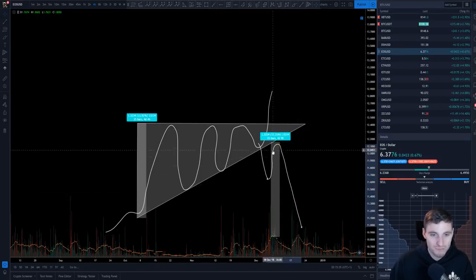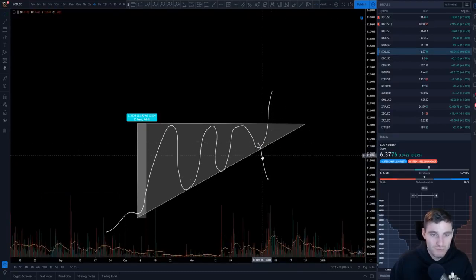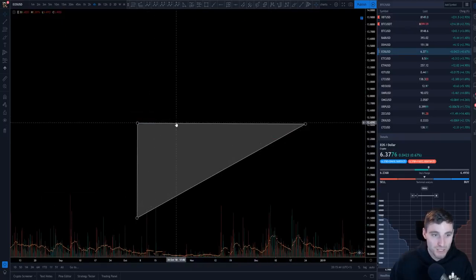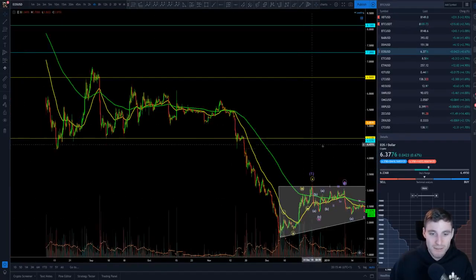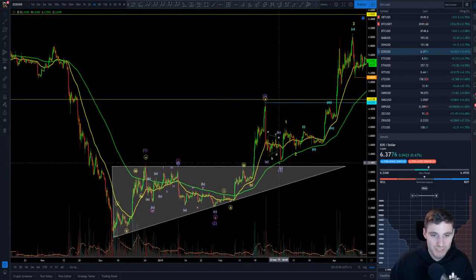I'm a very aggressive trader on triangles because I love them. They're so easy to trade and have really clear invalidation points. That's what you want as a trader: a clear invalidation, a clear target, and a clear stop loss. Let me just show you this real nice EOS trade. This one actually retested perfectly.